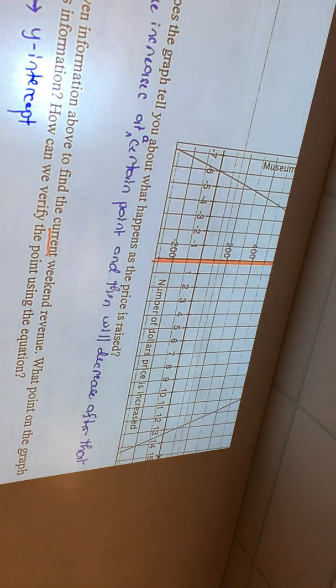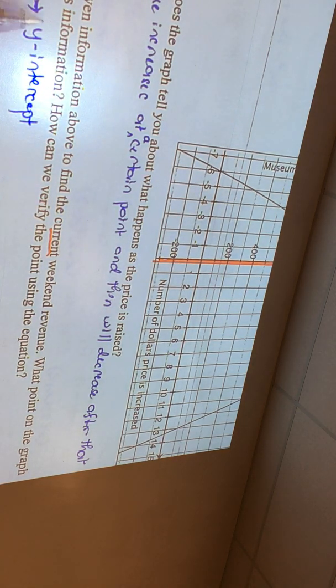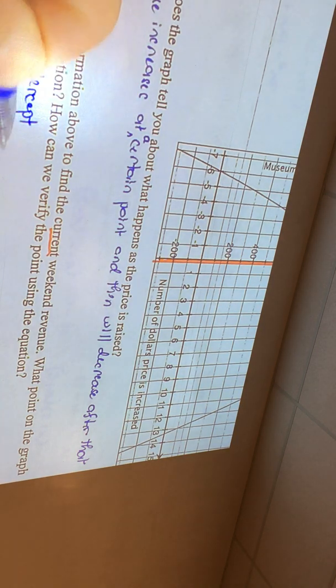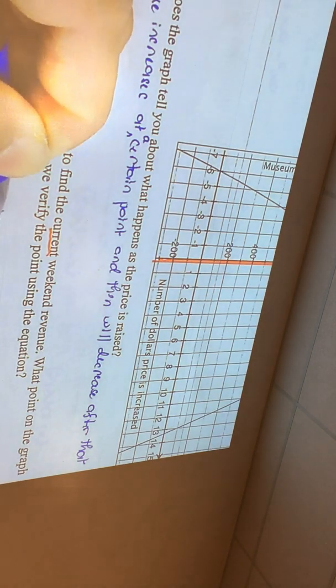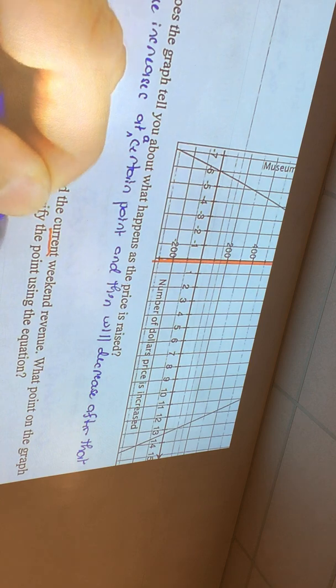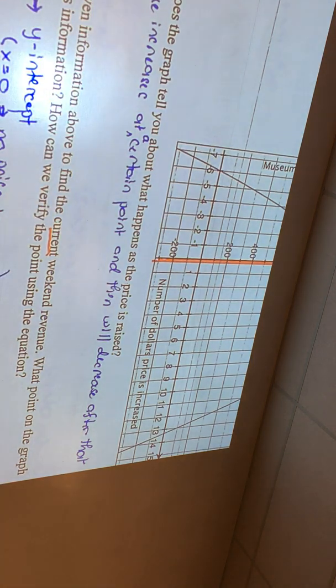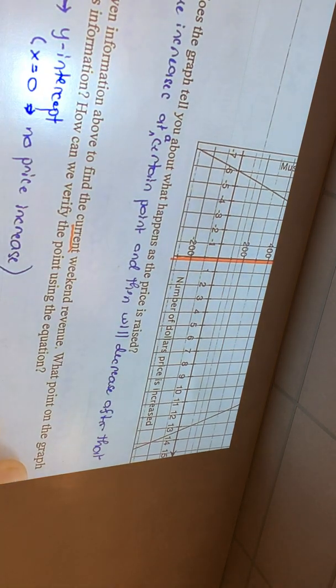So what point on the graph represents this information? How can we verify using the equation? This is when x is equal to 0, so we say there is no price increase. Are we clear so far with the analysis for number 3?